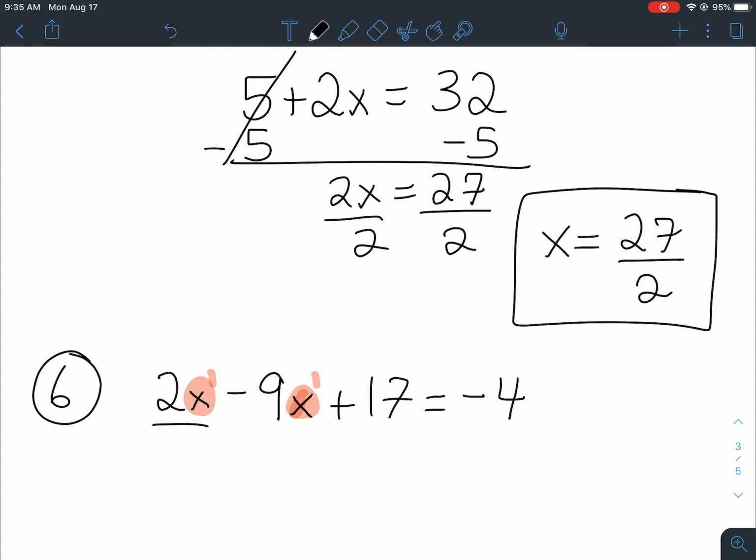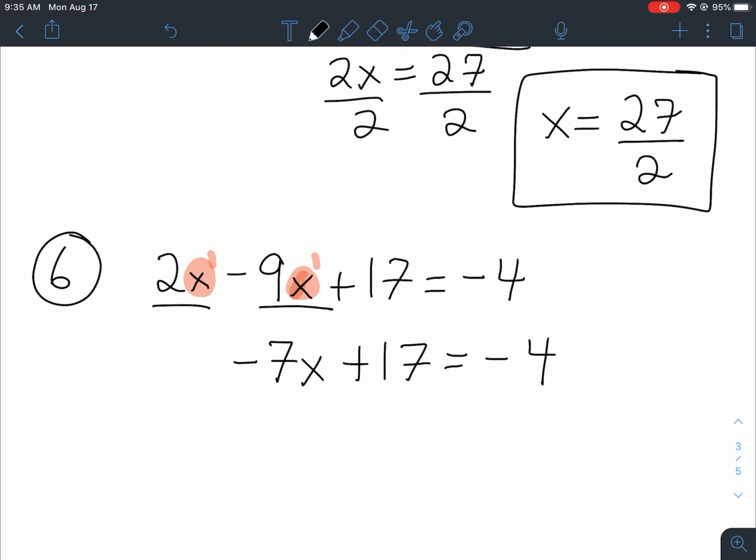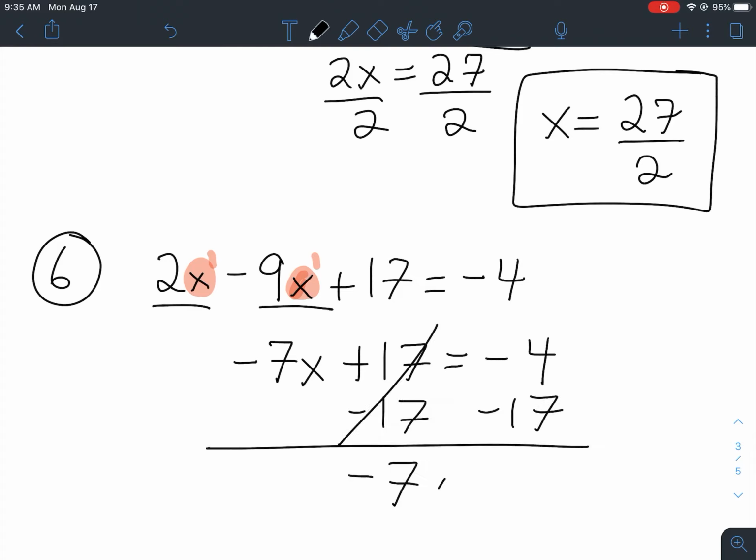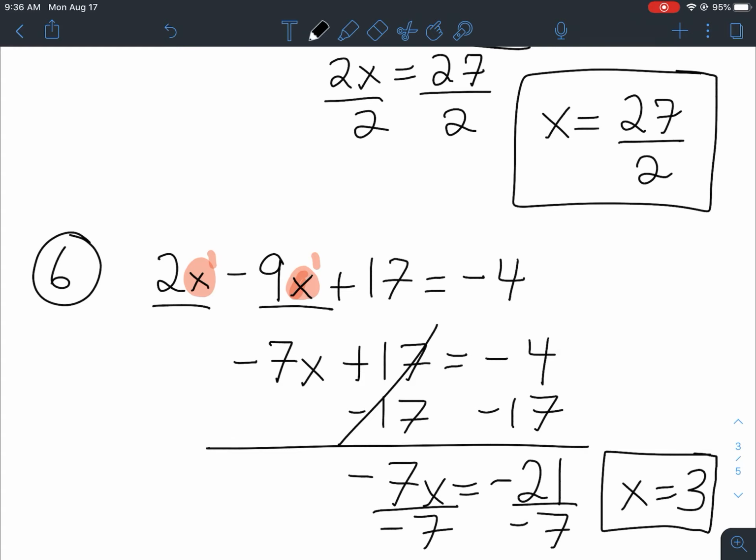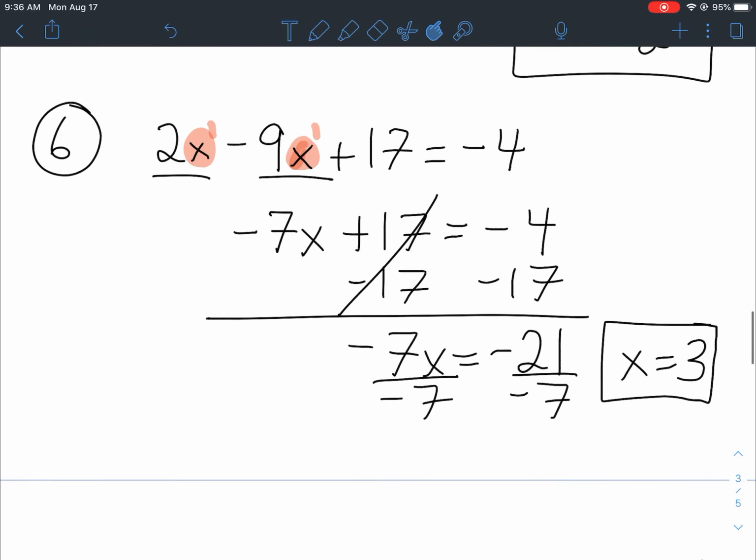So what I'm going to do is I'm going to do 2x minus 9x first. 2x minus 9x is negative 7x. And you'll also notice they are on the same side of the equation. You have to make sure if you're going to combine like terms that they're on the same side of the equation. Okay, next step, just like the other ones, 2-step equation, subtract 17 from both sides. Negative 4 minus 17 is negative 21. And divide by negative 7. So your answer here is x equals 3. Negative divided by a negative is a positive. So positive 3 is your answer.